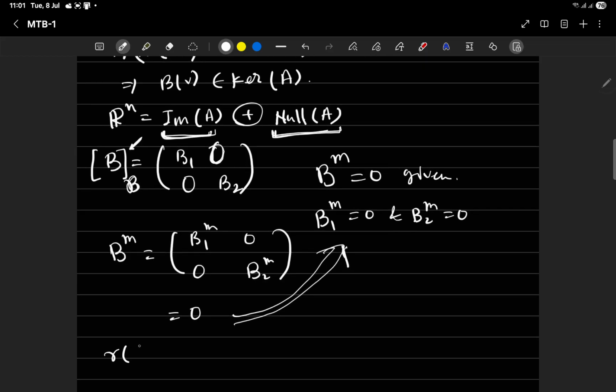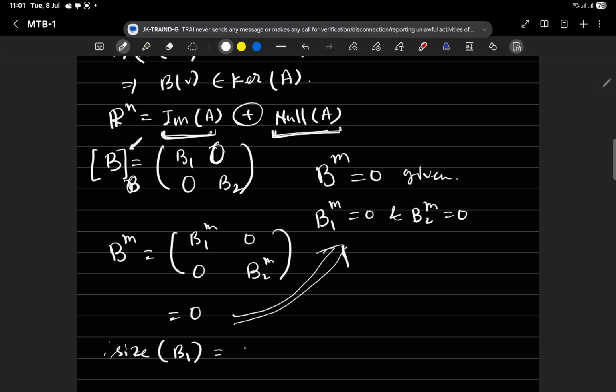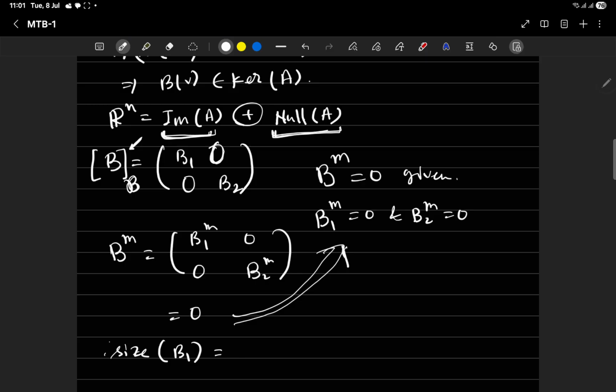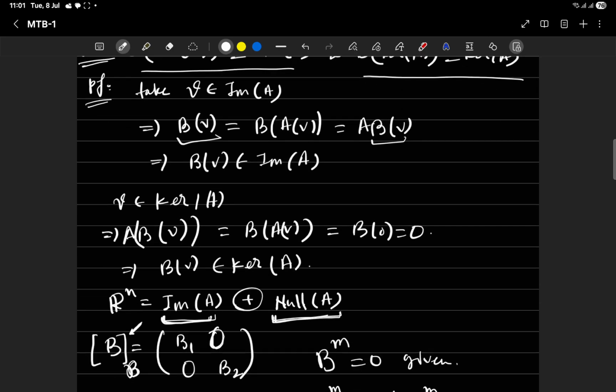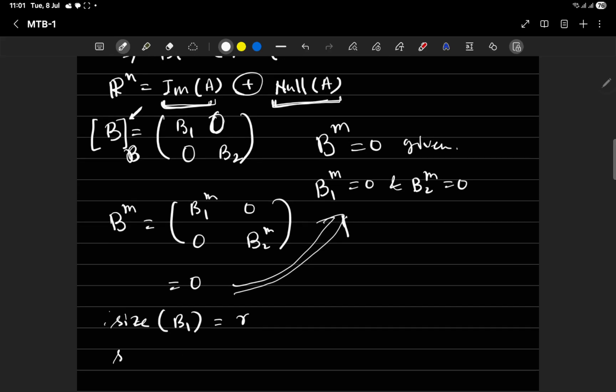But what is the index of B1? Index means the size of B1. To be more precise, what was B1? We took B1 as the image, no? The dimension of the image we took as r, so the size of B1 is r, and the size of B2 is n minus r, right?